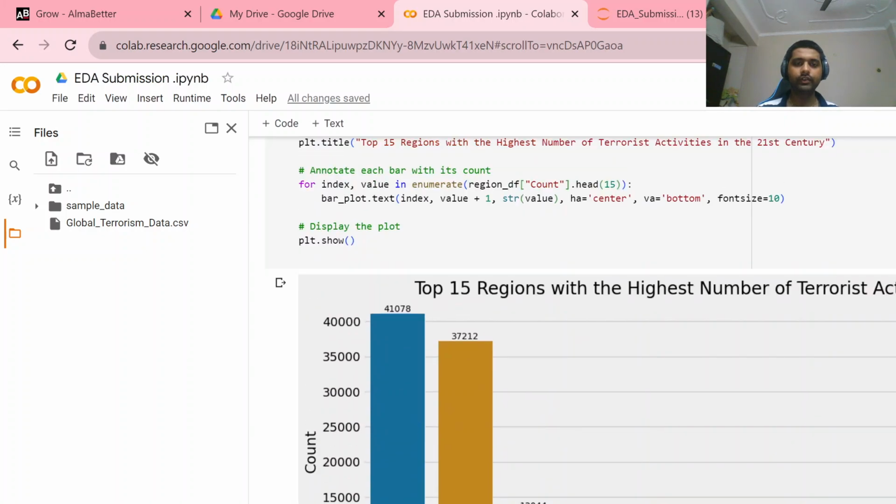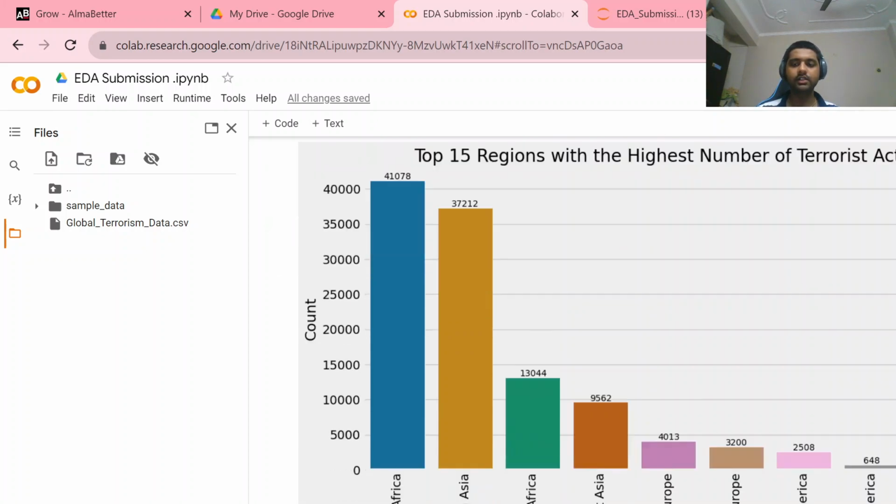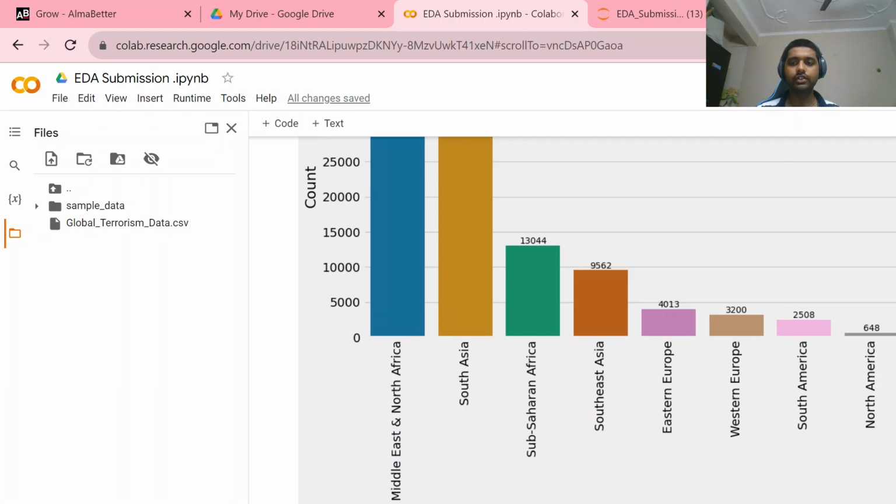This is the top 15 regions with the highest number of terrorist activities in the 21st century. Here we can see that the Middle East and North Africa has the highest number of attacks. South Asia followed it, and Sub-Saharan Africa followed it, and the least number of attacks are in Australia and Oceania, and the Central America and Caribbean region.